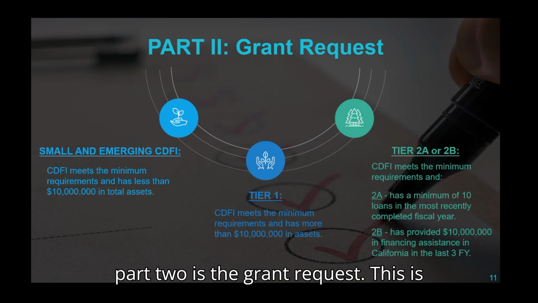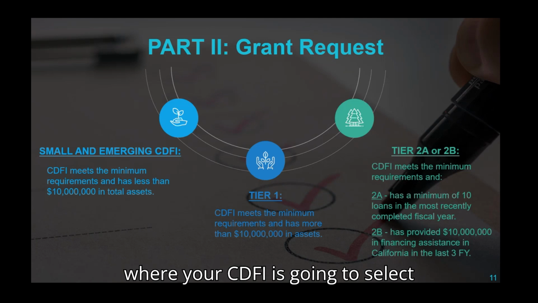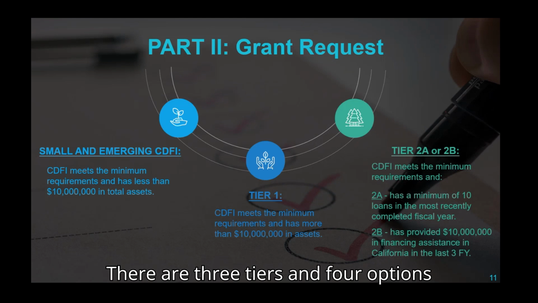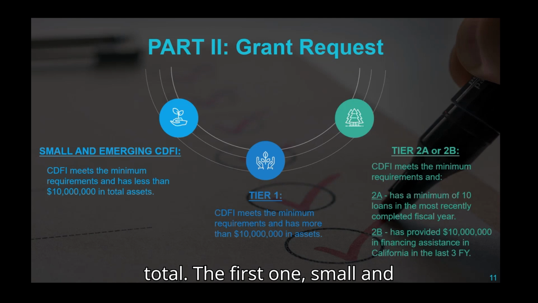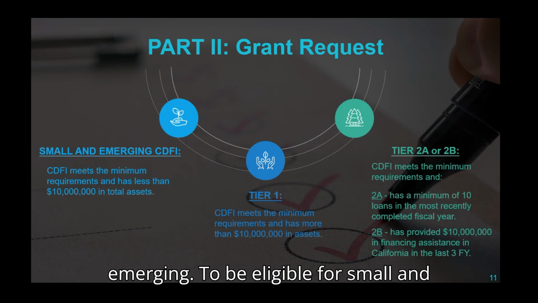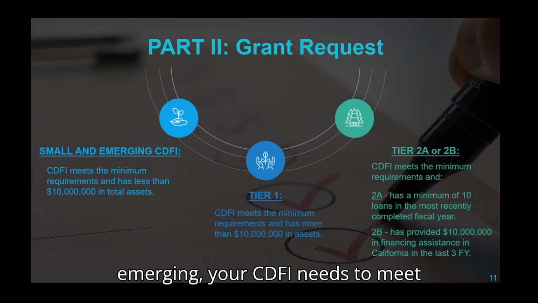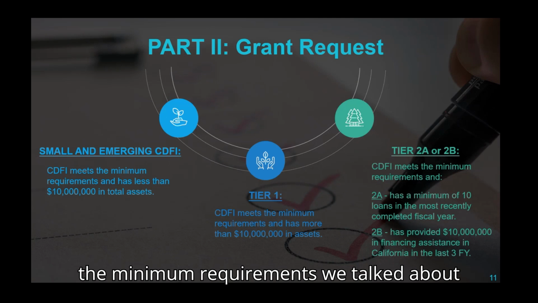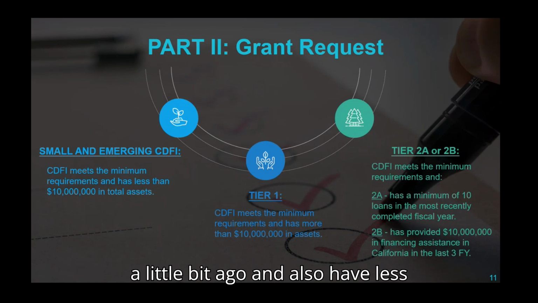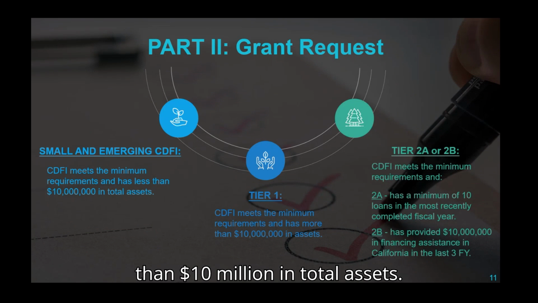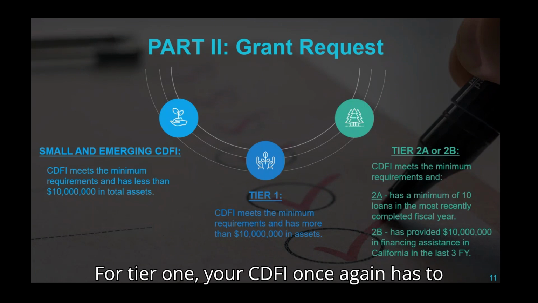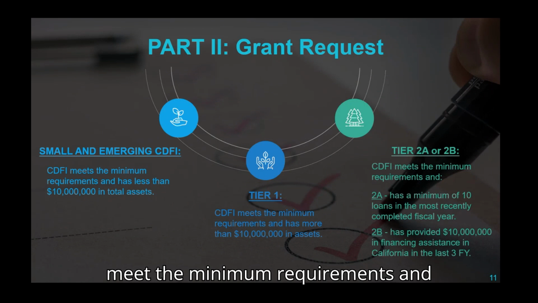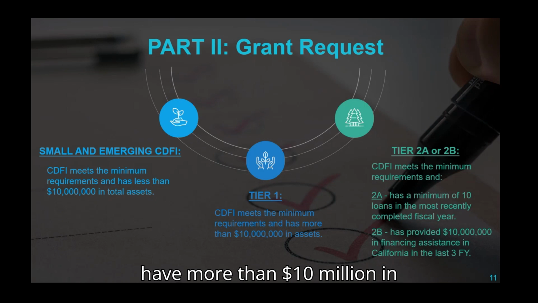All right, Part 2 is the grant request. This is where your CDFI is going to select which award you are applying for. There are 3 tiers and 4 options total. The first one, small and emerging. To be eligible for small and emerging, your CDFI needs to meet the minimum requirements we talked about a little bit ago, and also have less than $10 million in total assets. For tier 1, your CDFI once again has to meet the minimum requirements and have more than $10 million in assets. For tier 2, there's option 2A or option 2B.